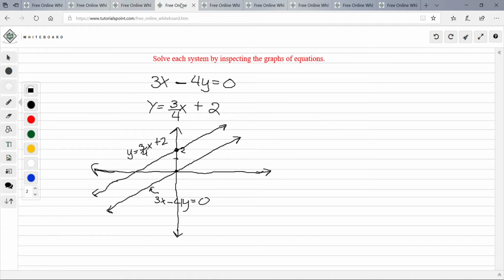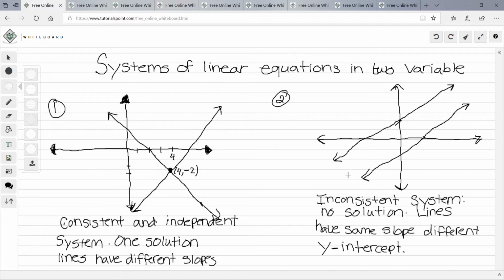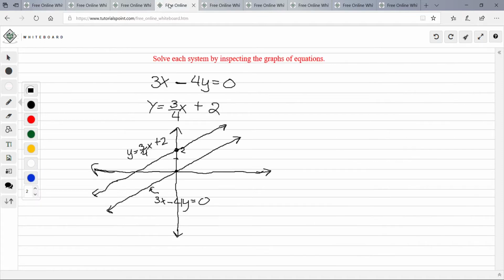Now let's solve each system by inspecting the graph of the equations. Looking at that graph, they're both parallel. So what do we know about parallel lines? We know that they are inconsistent, no solution, right? The lines have the same slope but different y-intercepts. If you need to go back to this, go ahead.